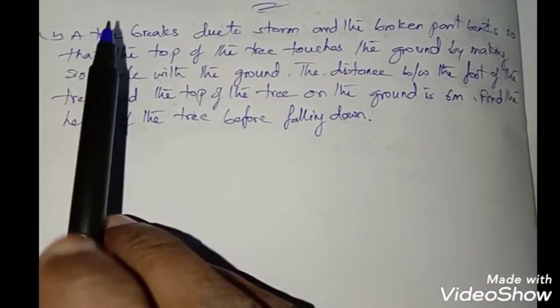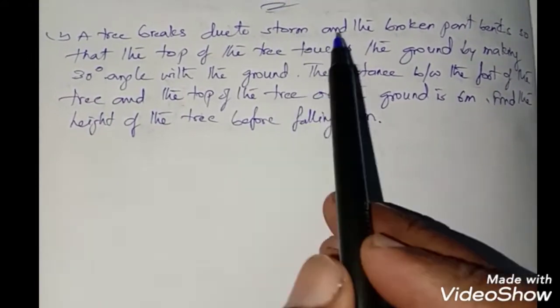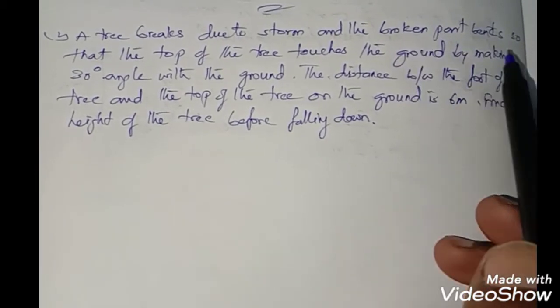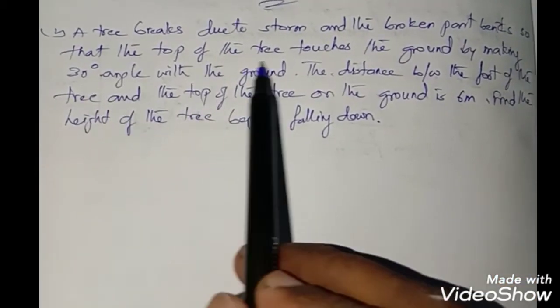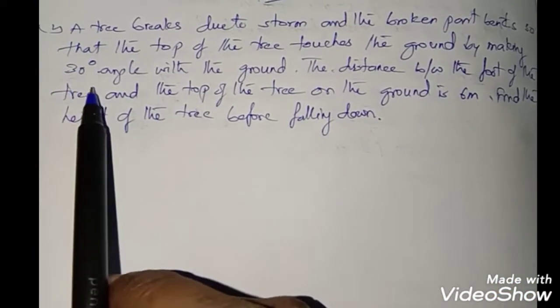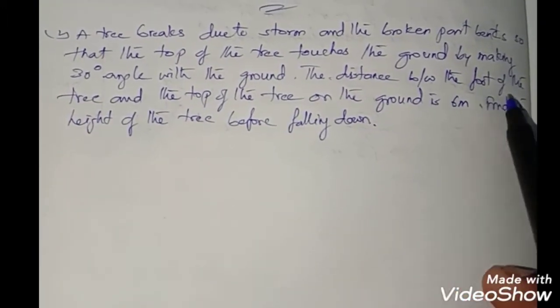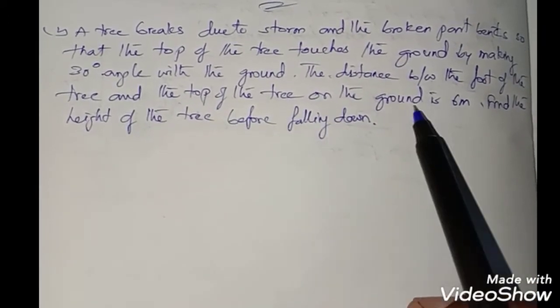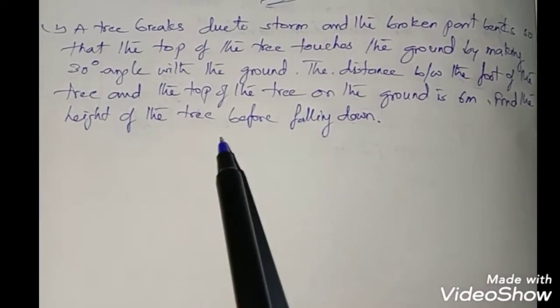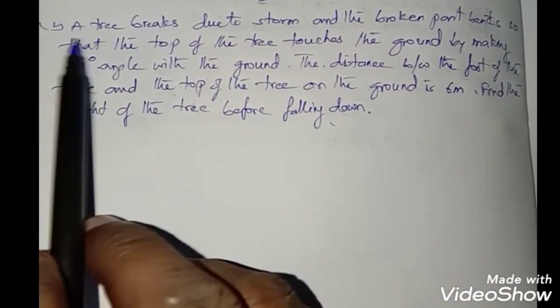In the second question, they have given that a tree breaks due to a storm and the broken part bends so that the top of the tree touches the ground, making an angle of 30 degrees with the ground. The distance between the foot of the tree and the top of the tree on the ground is 6 meters. Find the height of the tree before falling. Let us read once again.